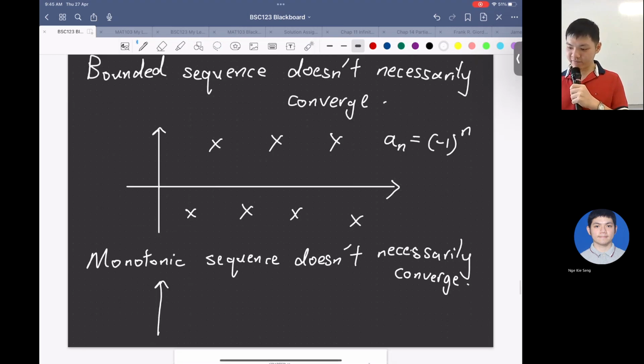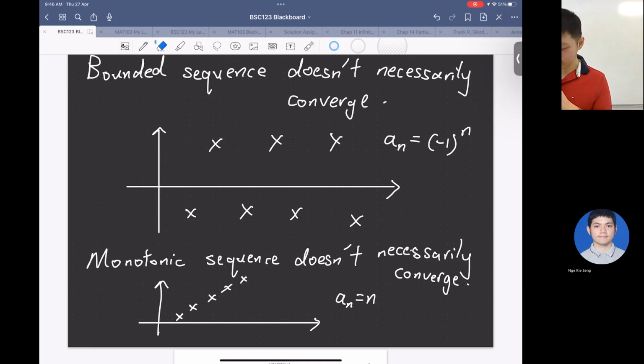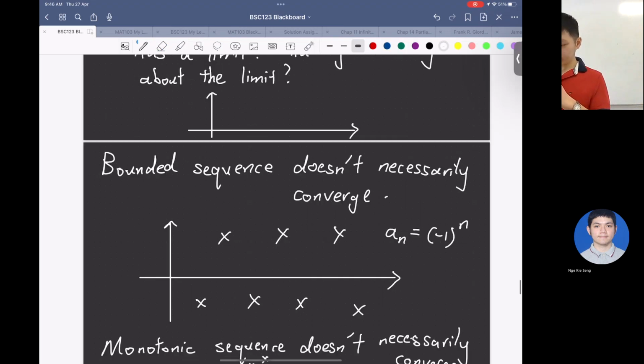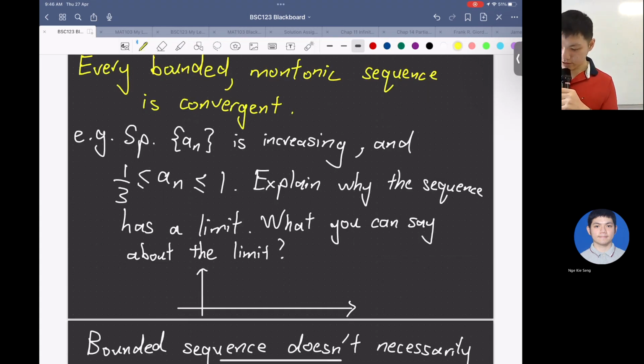Okay, so if you take a_n equals n, this is an increasing sequence but not bounded. So you keep increasing: 1, 2, 3, 4, 5, and then keep increasing. Okay, so you cannot simply take away the condition. In the theorem, it's very important that you satisfy every condition, and then you will get the result you want. Okay, so by the monotonic convergence theorem, you get the limit.